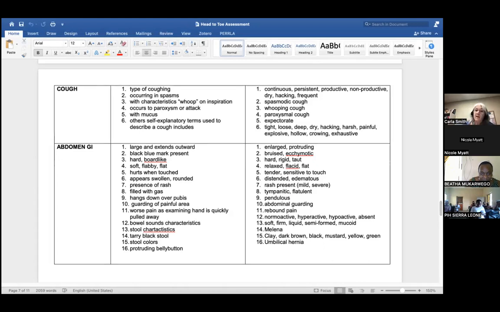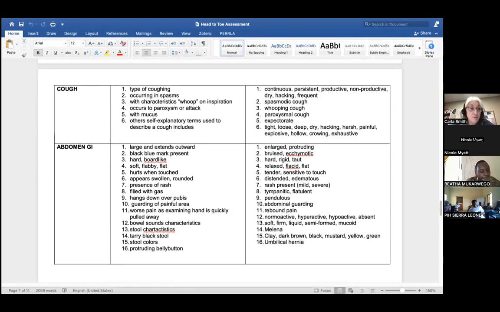When we're looking at an abdomen, we want to know, is it enlarged? Is it protruding? Is it edematous? Do they have any bruising, ecchymosis, any petechiae on the abdomen or purpura? Does it feel hard or rigid? Or is it relaxed and flat? Is it tender or sensitive to touch? Is there a rash present?